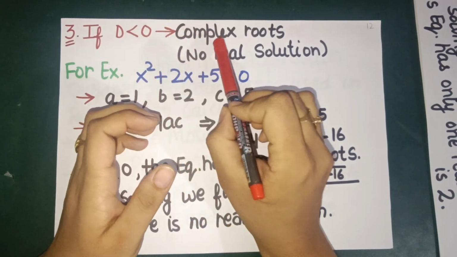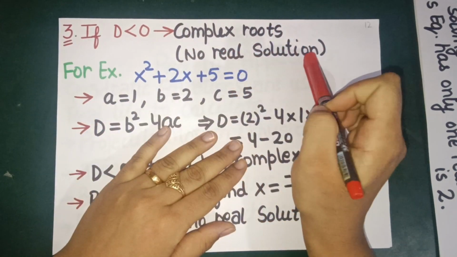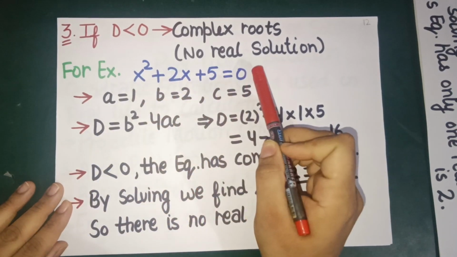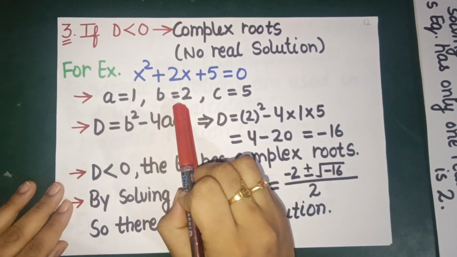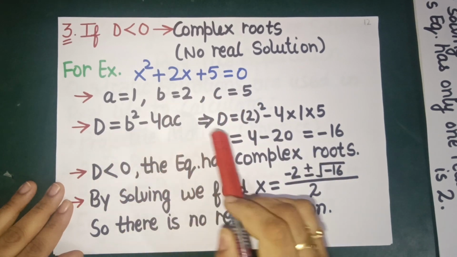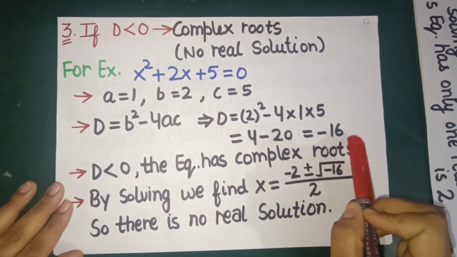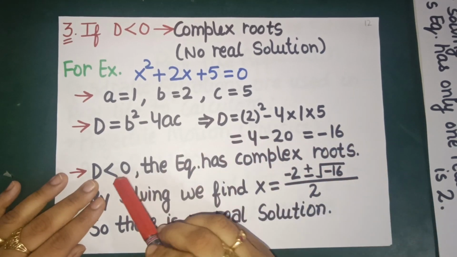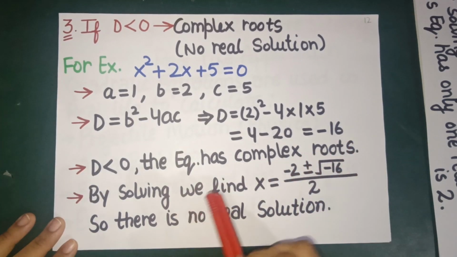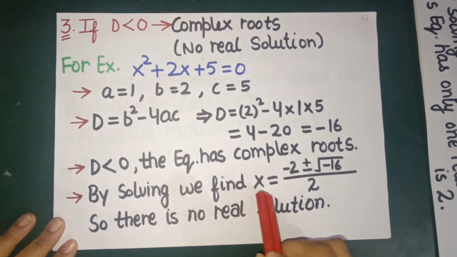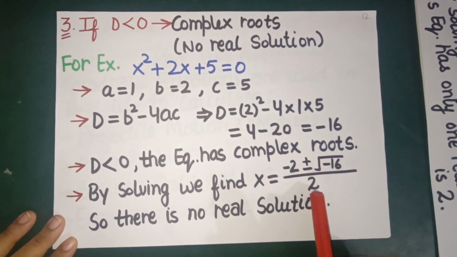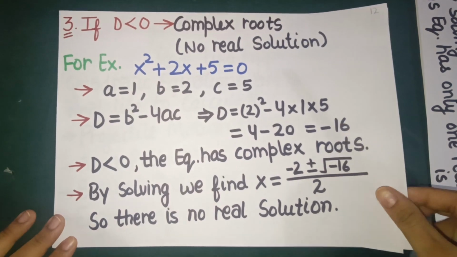If D is less than 0, we will have complex roots or no real solution. Let's take an example. x² + 2x + 5 = 0. Here a is 1, b is 2, c is 5. Let's find D, b² - 4ac. D is equal to -16. So if D is less than 0, the equation has complex roots. And when we find the values of x, we will have x = (-2 ± √(-16)) / 2. So there is no real solution.